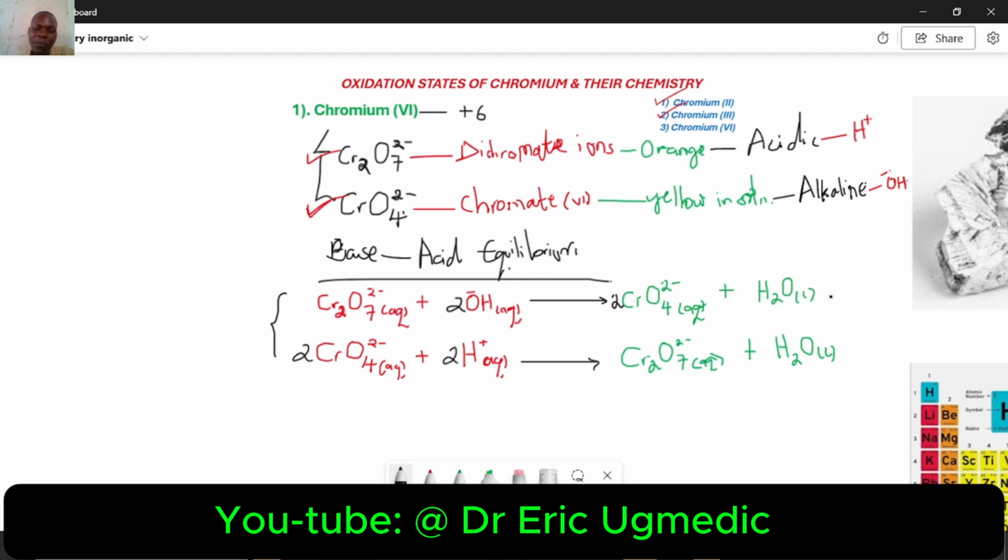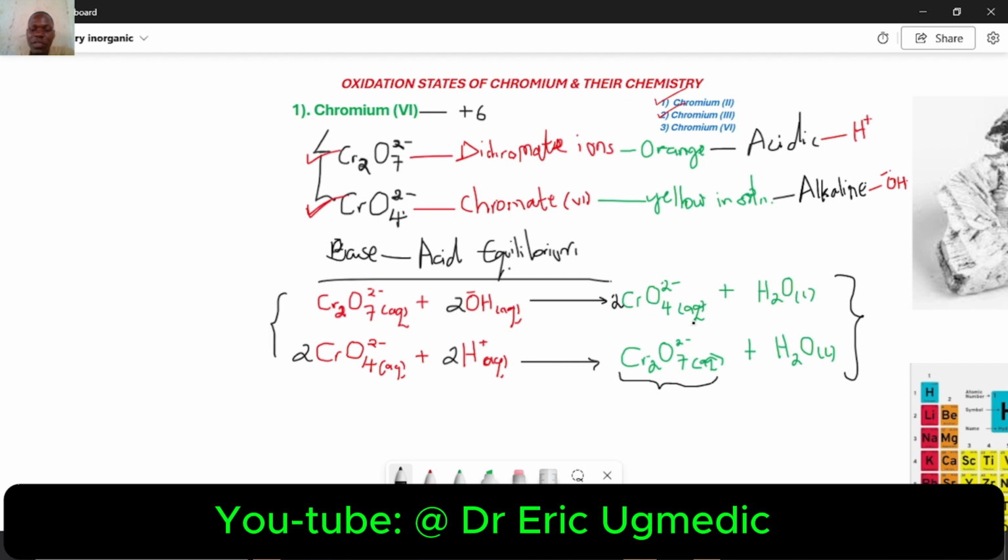If I added acid to the chromate, it changes to the form which is stable in acidic, which is the dichromate. So you must have a good understanding of these reactions, which will be very important in the practicals. For example, you can have a solution containing chromate ions. They tell you to add an acidic solution with a target of forming dichromate ions. You get? So you have a yellow solution turning orange on addition of hydrogen ions from the acidic solution.